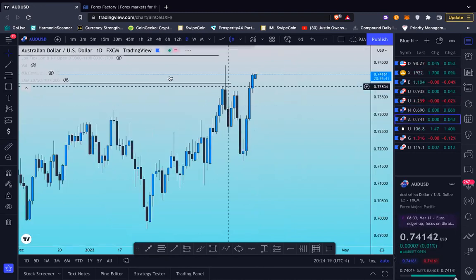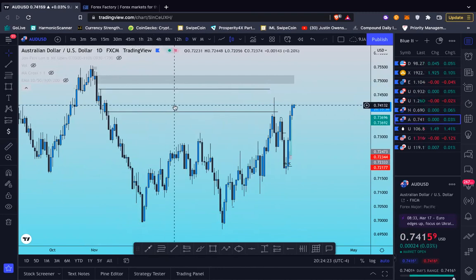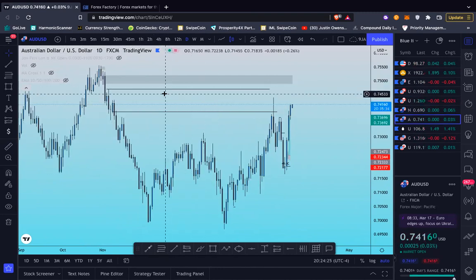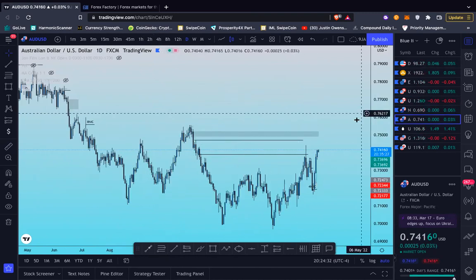Now going back on AUD USD. Yeah, this was a beautiful play. AUD USD, we're pretty much breaking into this imbalance area. It's almost as if we're hunting equal highs at this point, because it's extremely bullish.